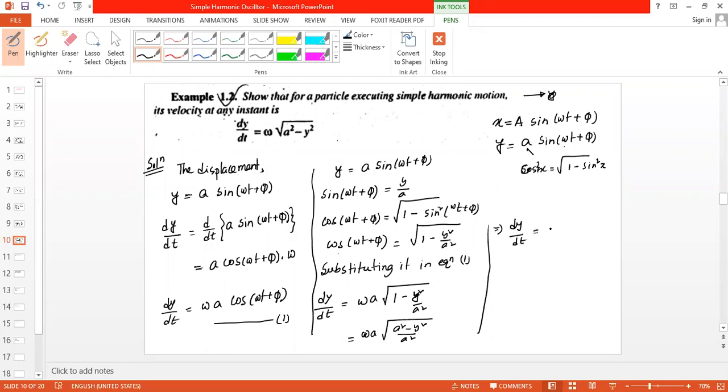The dy by dt equal to omega a, you can write this as a square minus y square divided by square root of a square, which is basically equal to a. A and a cancel each other, and we get dy over dt equal to omega square root of a square minus y square. So here is the solution.